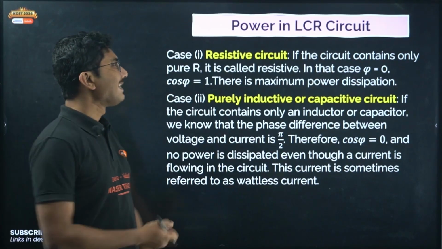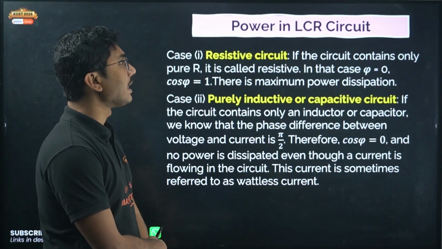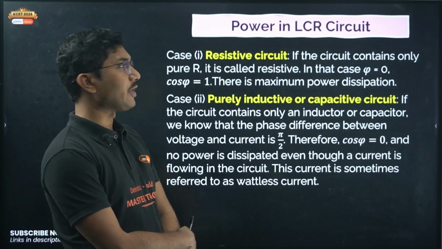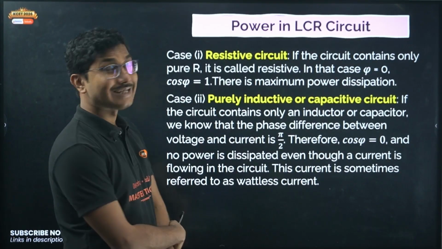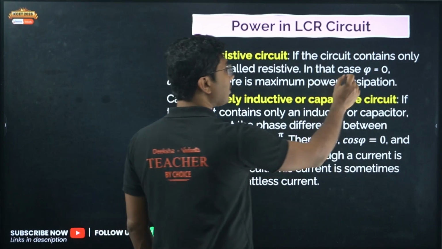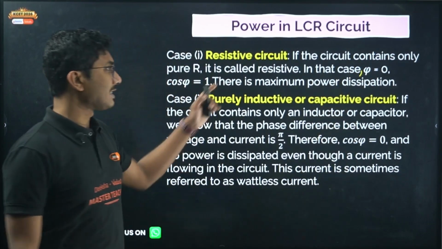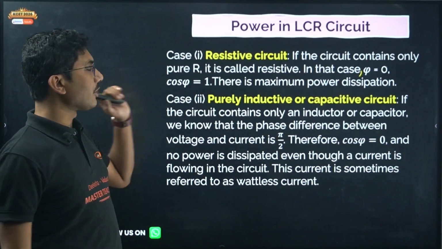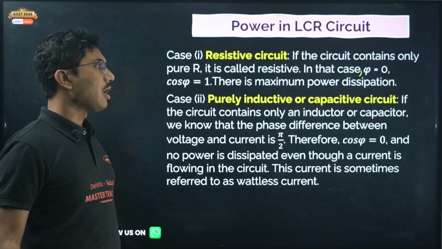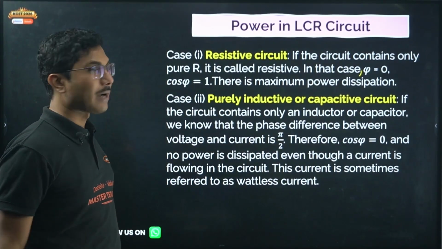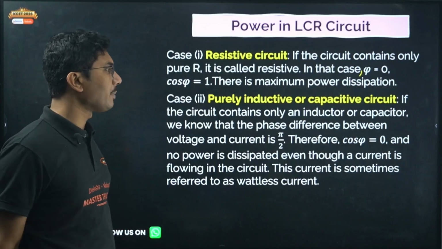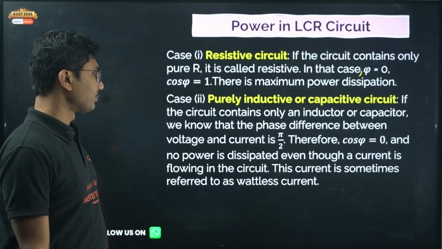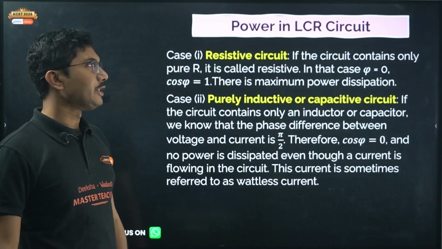Now a few points. Circuit is resistive: if the circuit contains only a pure resistor, it is called resistive. In this case, phi equals 0 and cos phi equals 1. There is maximum power dissipated. In a purely inductive or capacitive circuit, if the circuit contains only an inductor or capacitor, phi is pi by 2, plus or minus does not matter, cos phi will be 0, so the power factor is 0, and in this case no power is consumed in the circuit.